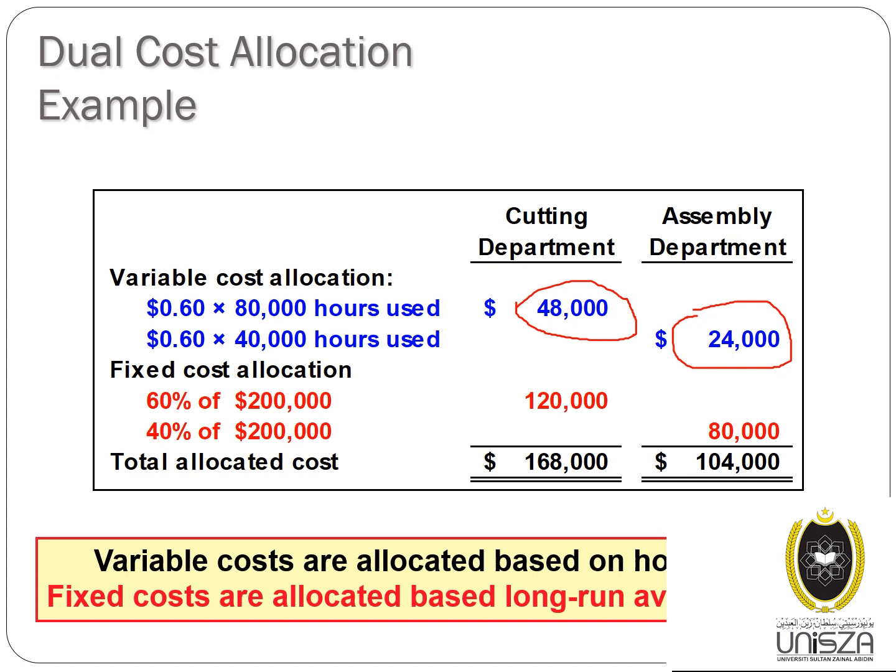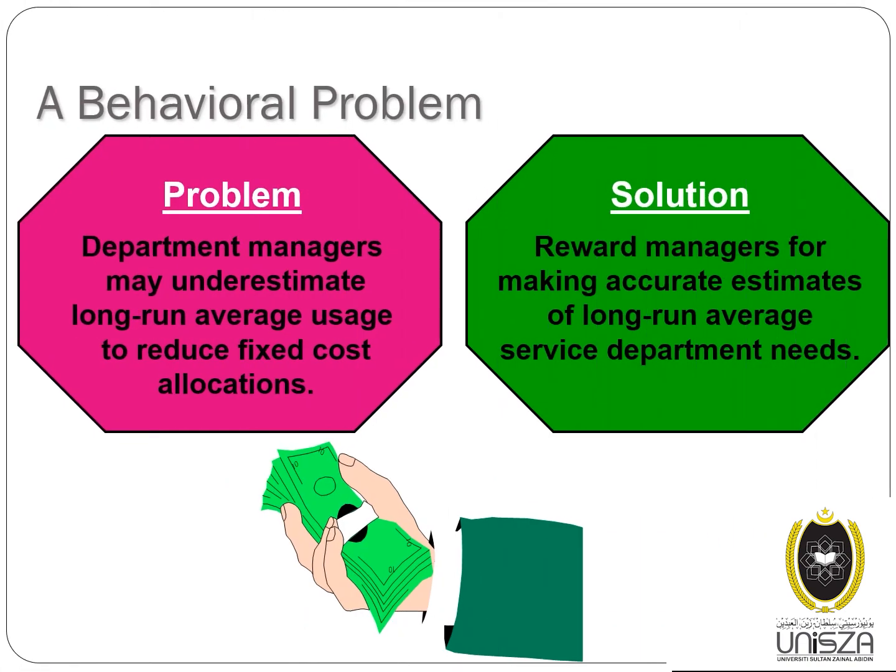We have another issue here, a behavioral problem. The department managers may underestimate long run average usage to reduce the fixed cost allocation. And the solution for this issue is to reward the managers for making accurate estimates of long run average service department usage.